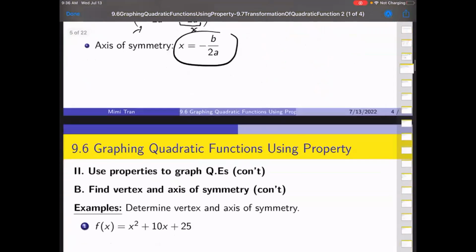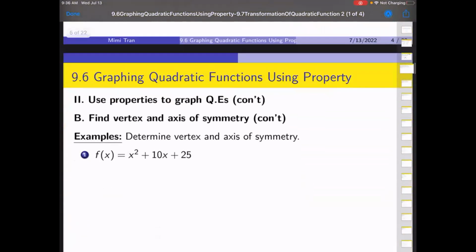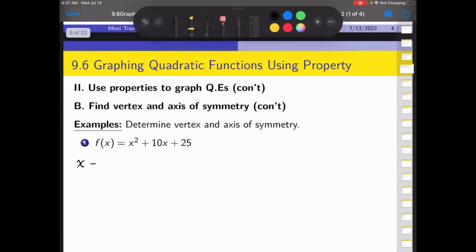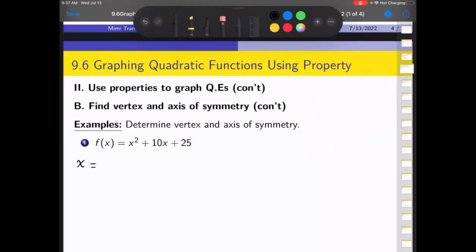We'll take a look at an example. For example, I want you to determine the vertex and axis of symmetry, just the same thing that you have on your quiz. So, vertex formula: x equals -b/2a. What is b and what is a in this case? b is 10, a is 1. So negative 10 divided by 2 is -5.